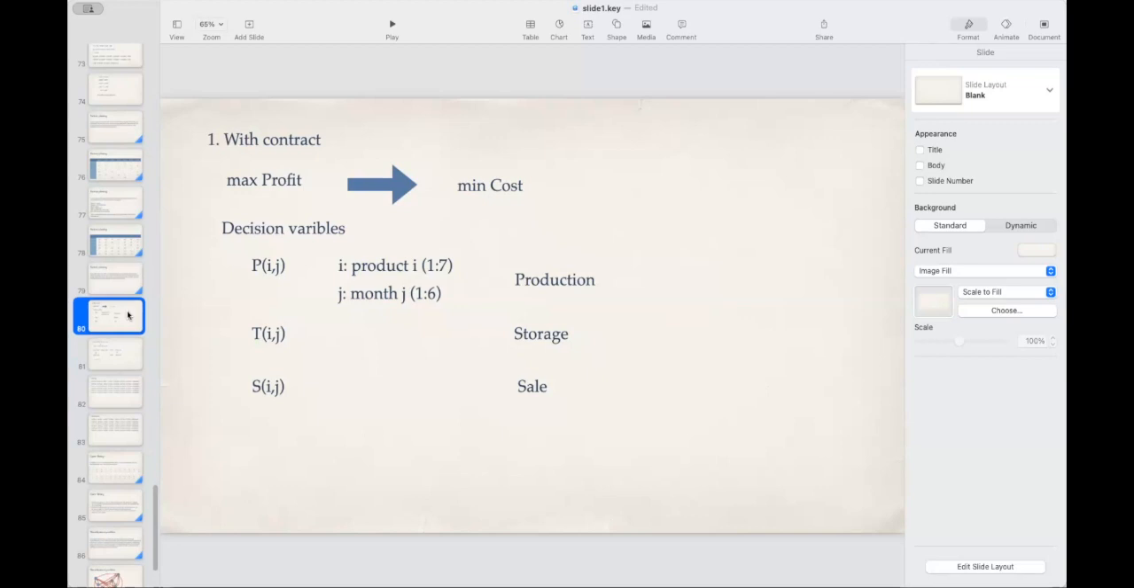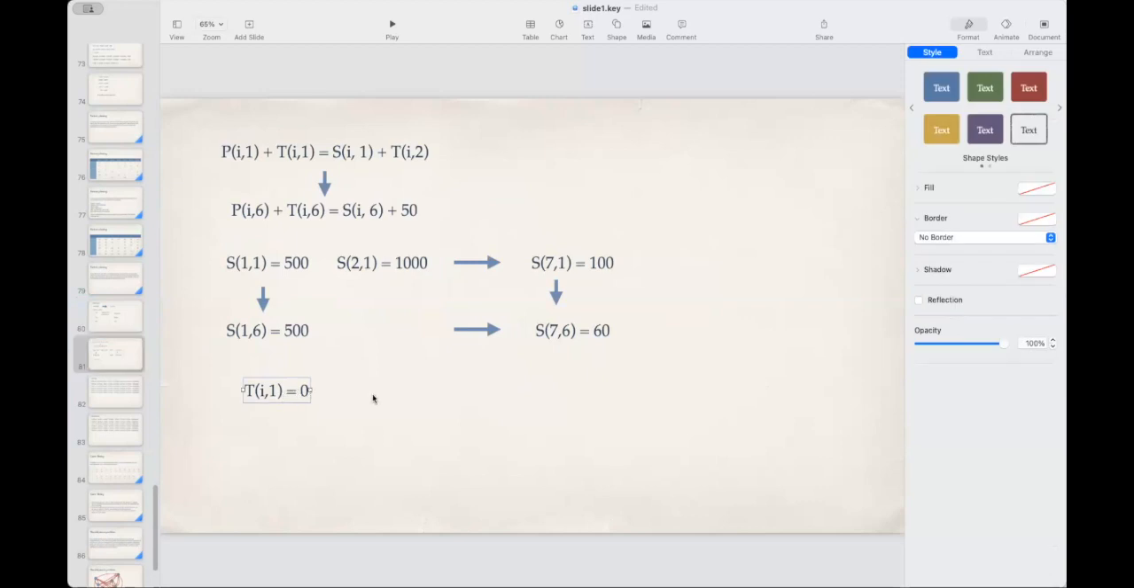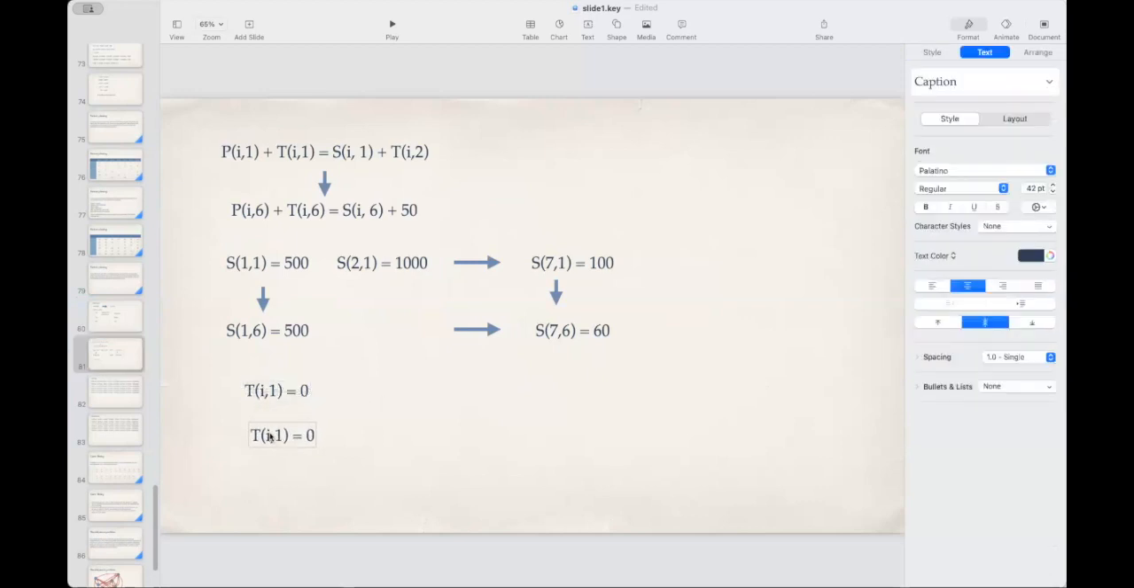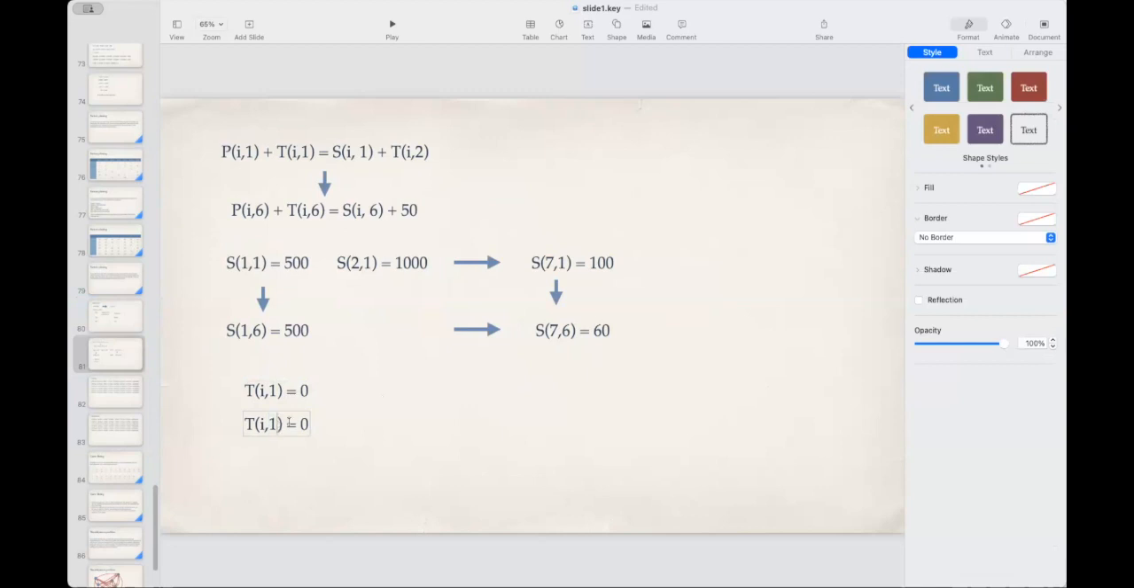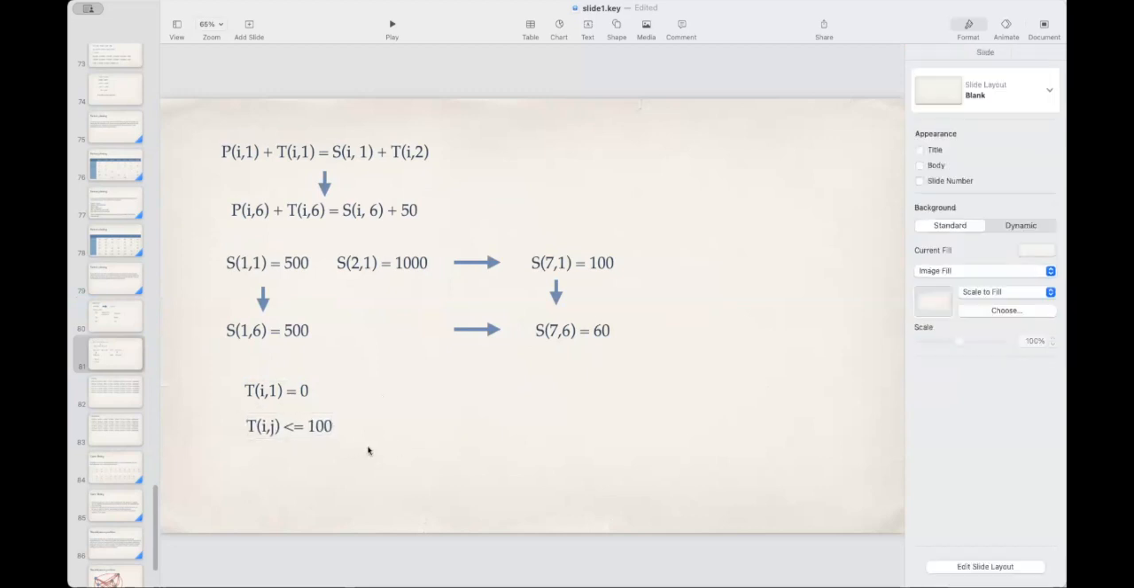The capacity of your storage. Yeah, at the beginning, we have 0, right? And at each month, T-i-j must be less than or equal to 100, right? We have stock. The maximum stock must be 100. Okay, back to here. What else do we need?